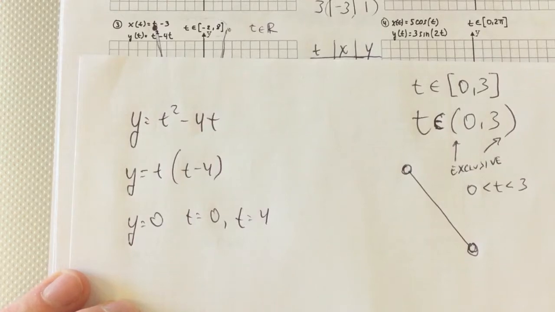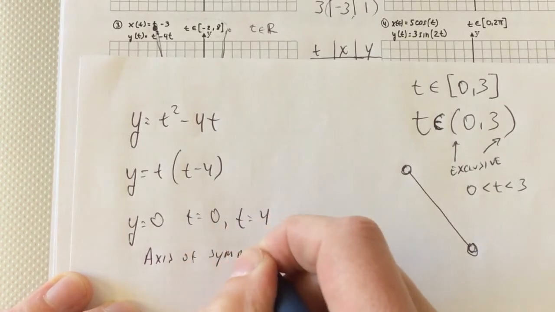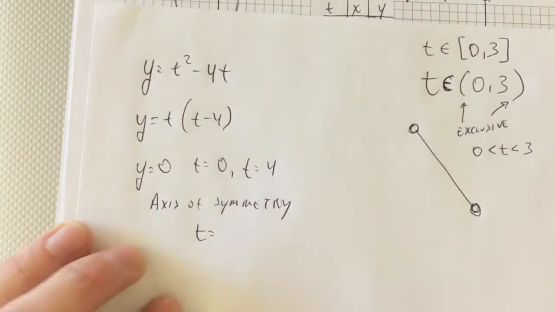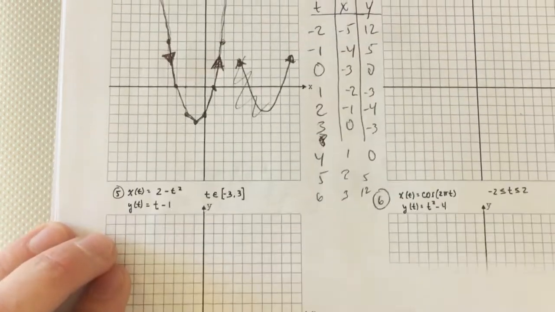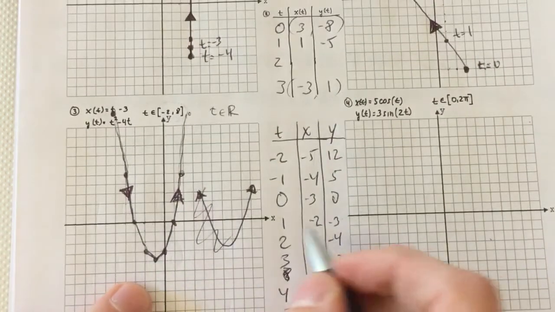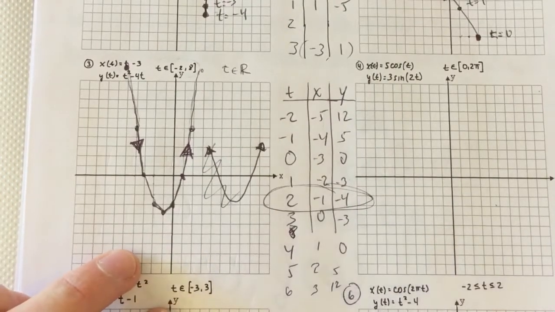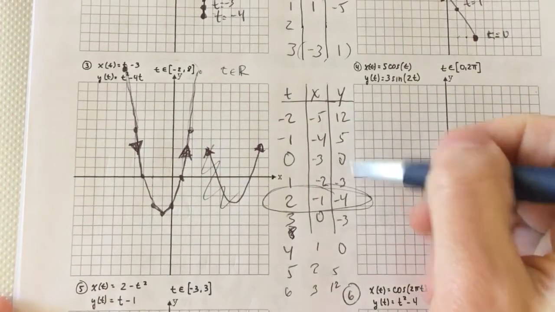And so our axis of symmetry is going to happen when t is halfway between our zeros, at t equals 2. If we look at that, at t equals 2, that was the lowest point that we have. So we'd have to find the time when it's halfway between the zeros for the y.